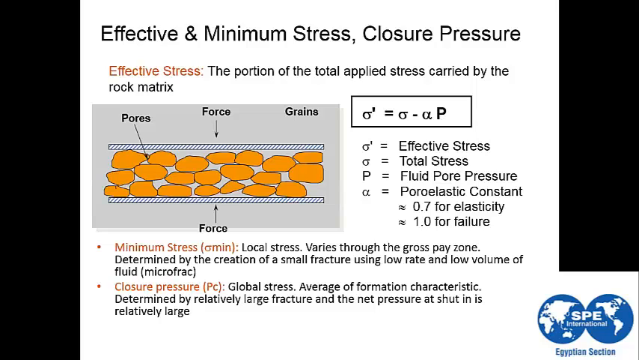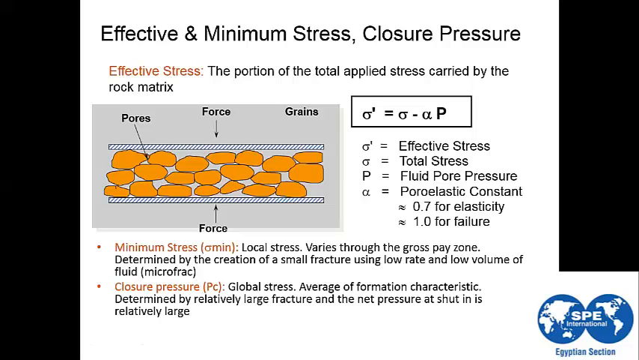What is the definition of the closure pressure? This is the first term that we apply here, from the famous frac definition. The closure pressure is the global stress average of the formation characteristics, determined by a relatively large fracture and the net pressure.